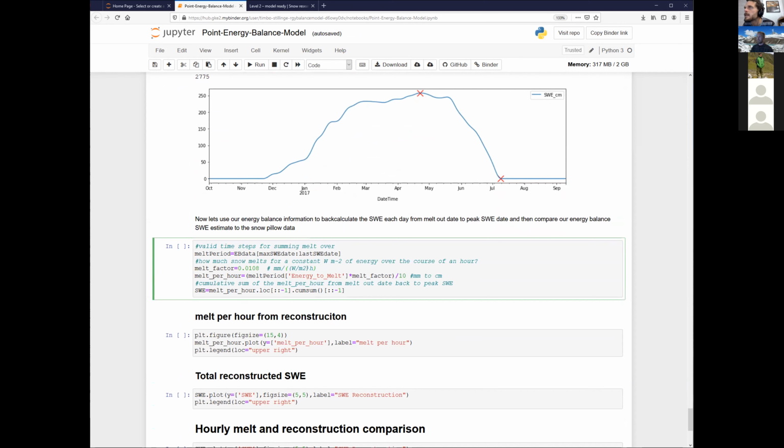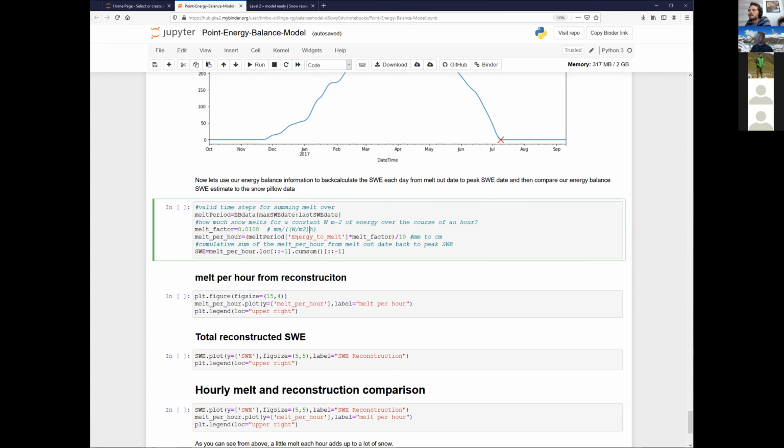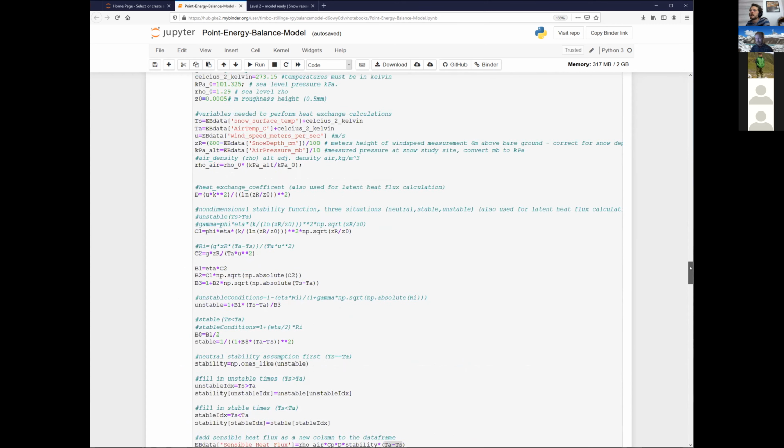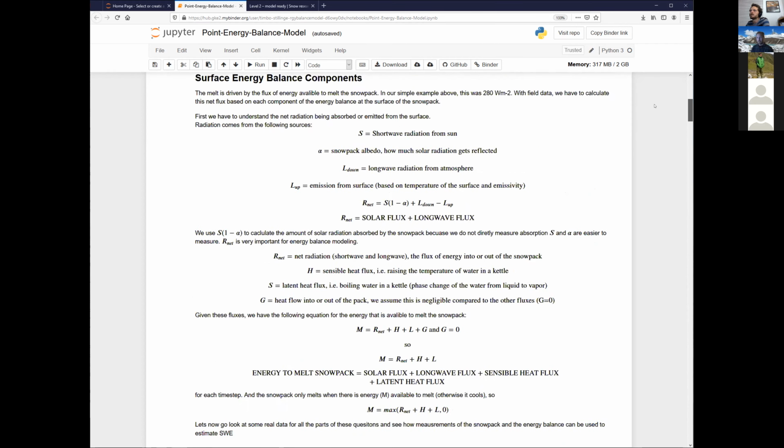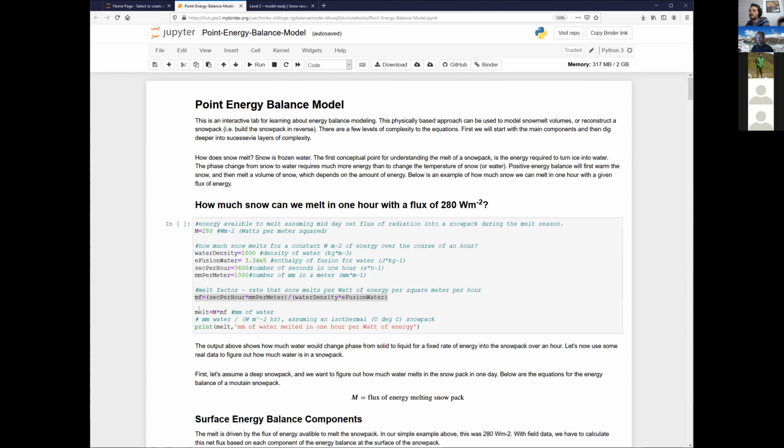So let's see, this is basically then the reconstruction, and we're using this melt factor here. And this melt factor is basically how many millimeters of snow we can melt per watt of energy per meter squared. This is exactly the same as the equation we did at the very beginning of the lab in our first initial part up here, where we calculated the melt factor based on the density of water and how much energy it takes to turn snow into liquid water.